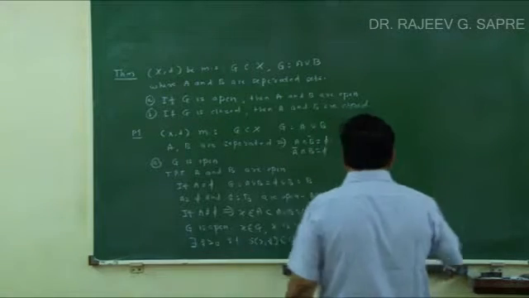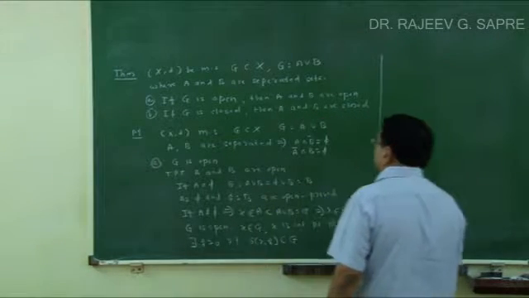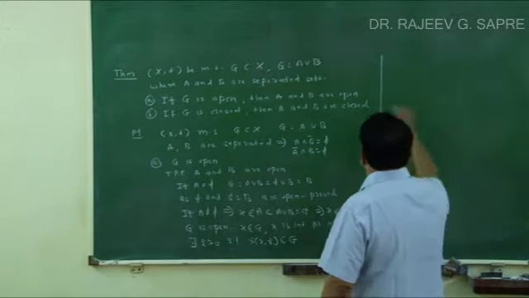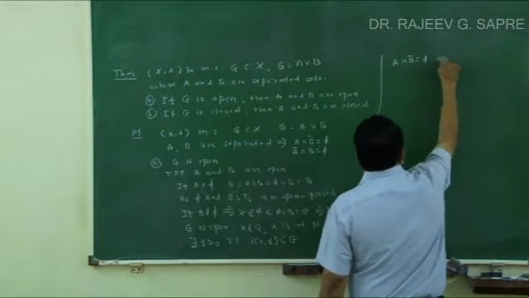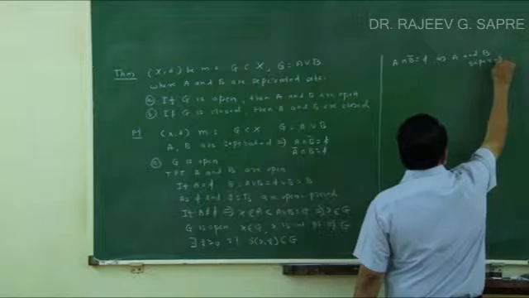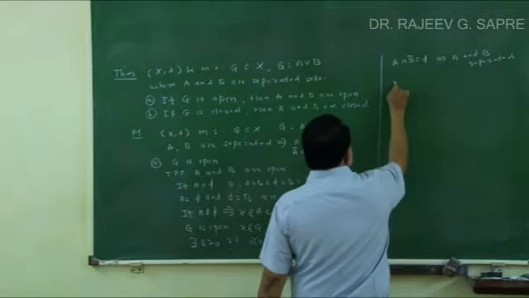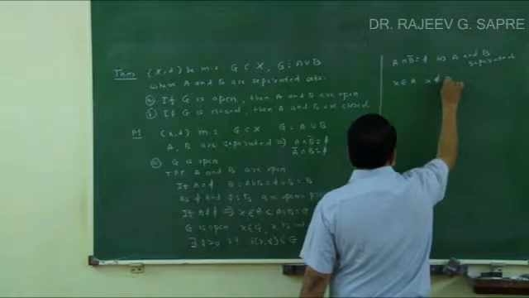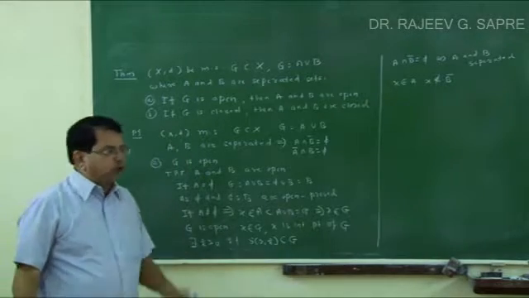But also, what is given to you? Another thing that we know is that these sets are separated. So A intersection B bar is empty, as A and B are separated. This is what is known to you. So as X belongs to A and A intersection B bar is empty, X does not belong to B bar.